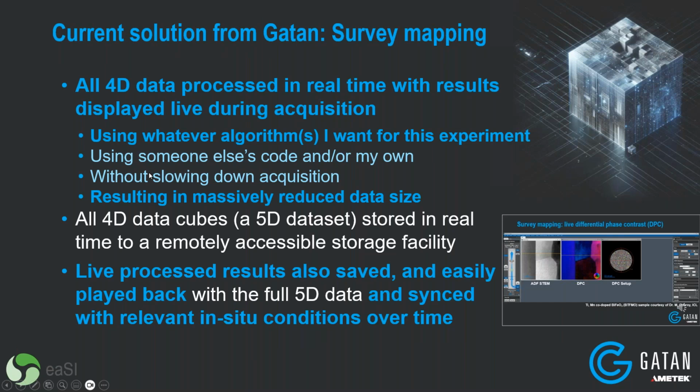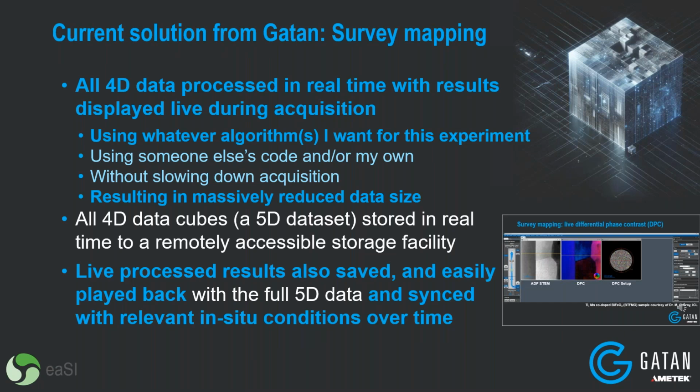I've highlighted the next two points in a slightly different blue color because these, I would say, are partially fulfilled in DigitalMicrograph today. We can use other people's code because we can use scripting. But as I'll explain, the current survey mapping tool is only using DM scripts, and so this makes it more difficult to just take someone's code from GitHub and immediately apply it. But we can apply other people's code, and I'll talk more about that at the end of the presentation.